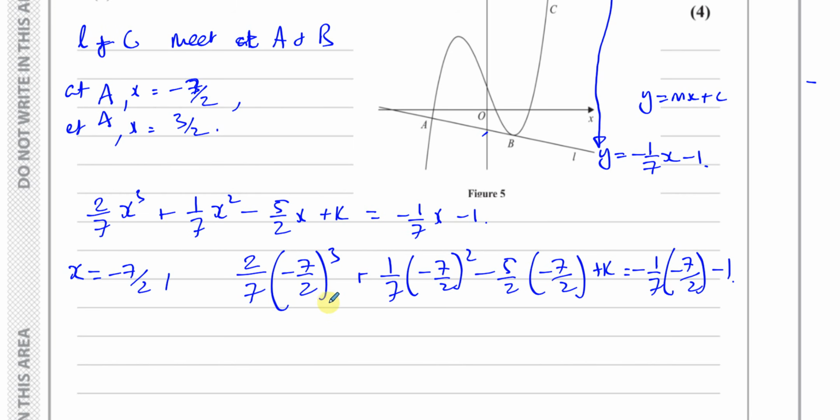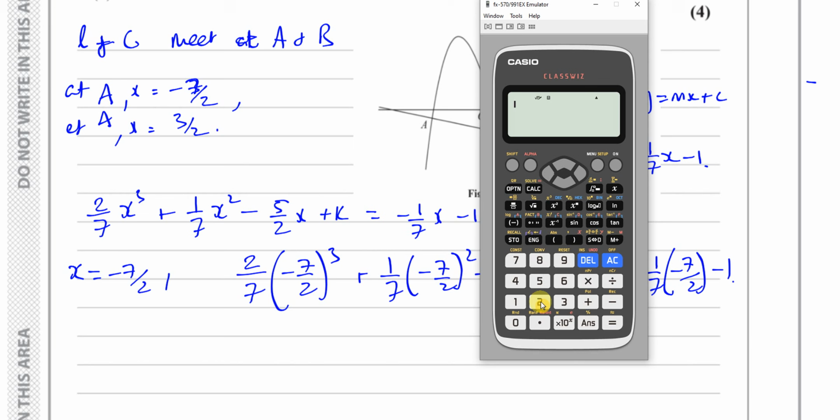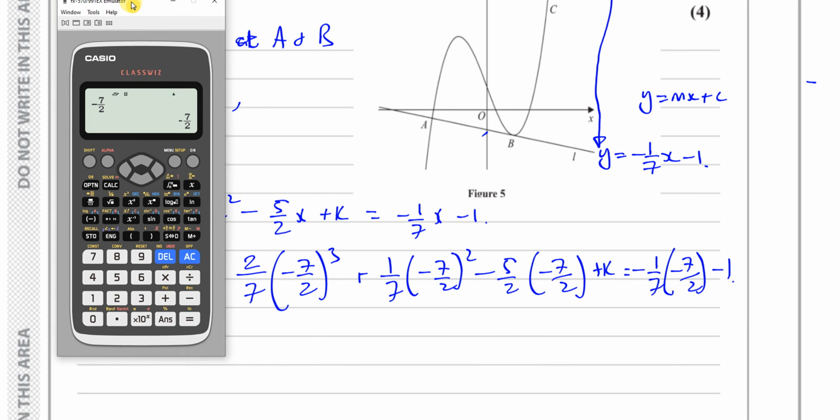Okay, so this is going to give me, I have to cube this first. So let me just put this in my calculator. That will make life easier. So I'm going to put -7 over 2, press equals. Okay, and that's my answer now. So I'm just going to use that and put it inside this. So I'll put 2 over 7.